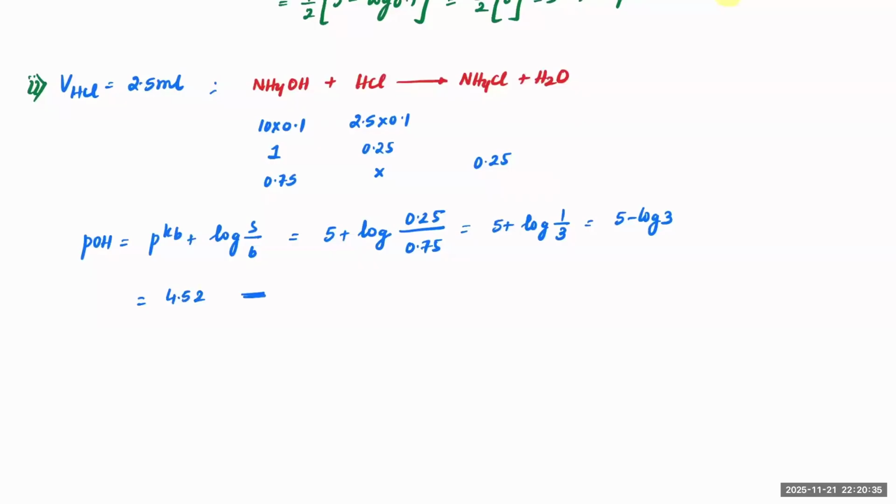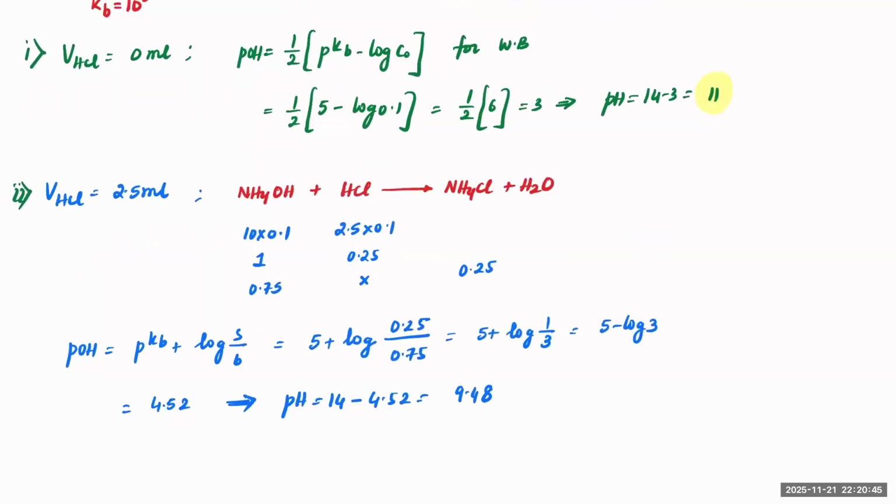Now this is pOH. What will be the pH value? pH value is 14 minus 4.52. So that is equal to 9.48. Do you understand what I mean? From 11 onwards, it is very gradually decreasing. It is not a drastic decrease. Of course, it should not be decreasing very strongly because it is a buffer solution. Okay. So it has to go a little slow.